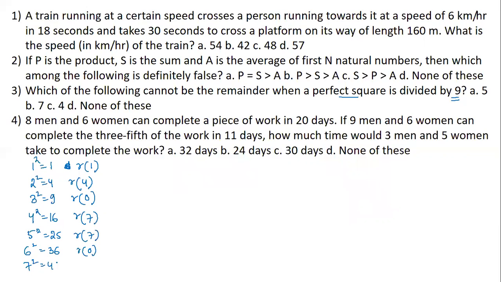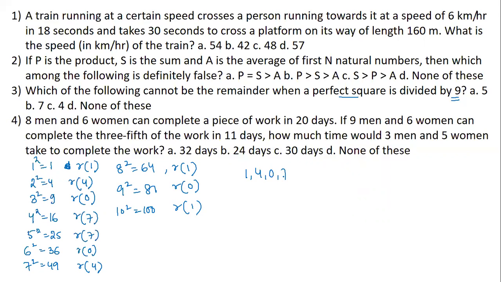7 square is 49, remainder is 4. 8 square, which is 64, remainder is 1. 9 square, 81, remainder is definitely 0. And 10 square, which is 100, remainder is 1. Right? So you can see what the possible remainders are: 1, 4, 0, and 7. So these are the only possible remainders when any perfect square is divided by 9.